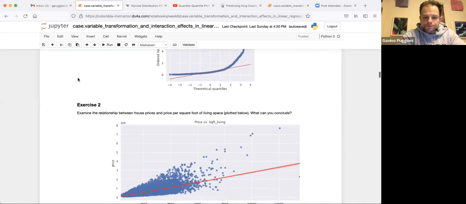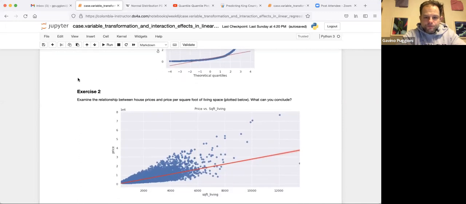So in the plot below, we can see the relationship between house prices on the y-axis and the square foot of living space. What can you conclude? So, is this a linear relationship, in your opinion? I would like to hear your comments about this, because this is an interesting plot.